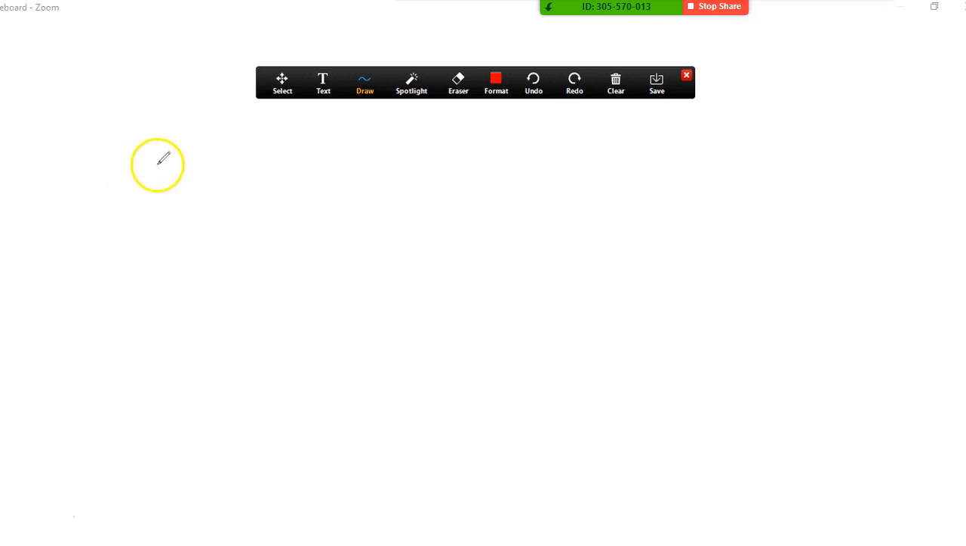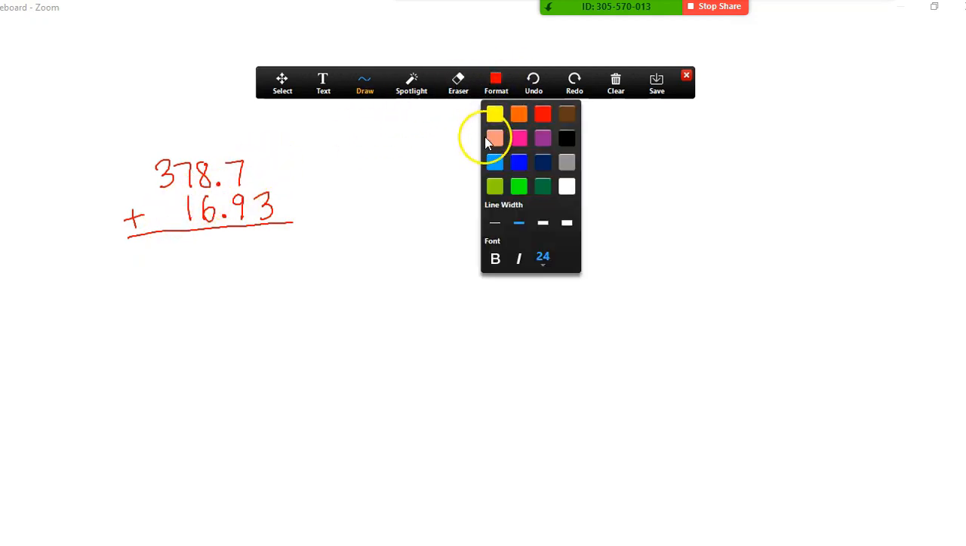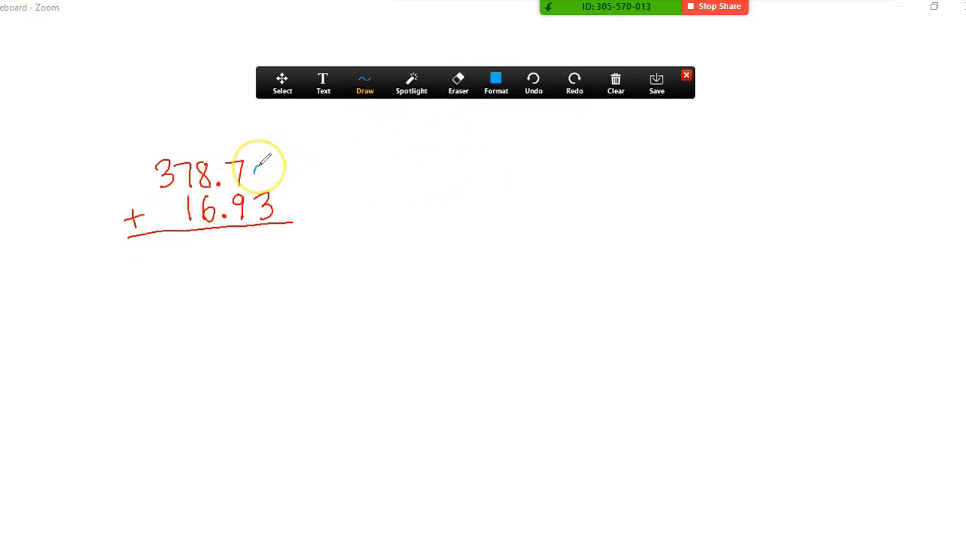So let's say we have something like 378.7, and we want to add to this something like 16 plus 93 hundredths. Sorry about that. It was 16 and 93 hundredths. So everywhere that there are these open spaces, we want to put 0. So I'm going to change colors for a moment. So we'd put a 0 here, and we would put a 0 there.